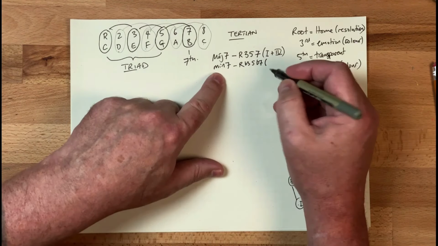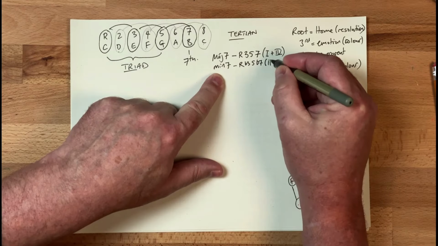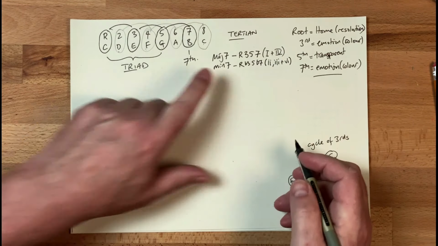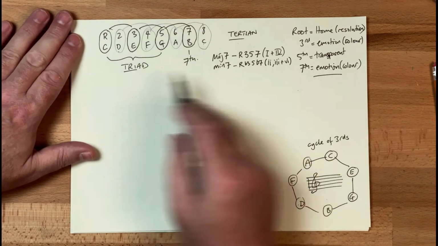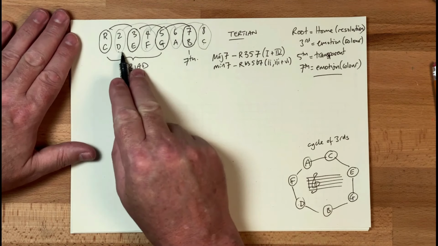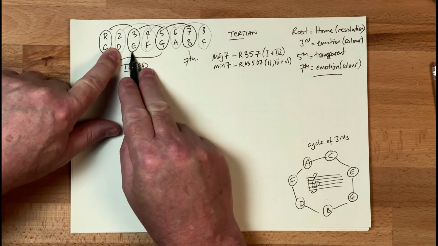Now, this minor 7 chord applies on chords 2, 3, and 6. That's nice because it takes care of a whole chunk of understanding of what we need to do here. So that applies, in this case, on the D, E, and A.